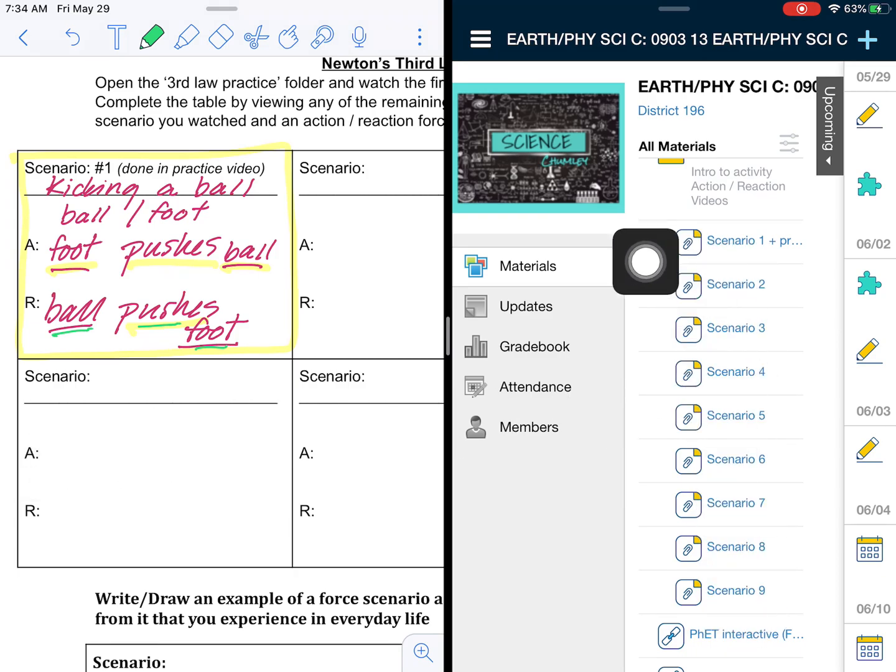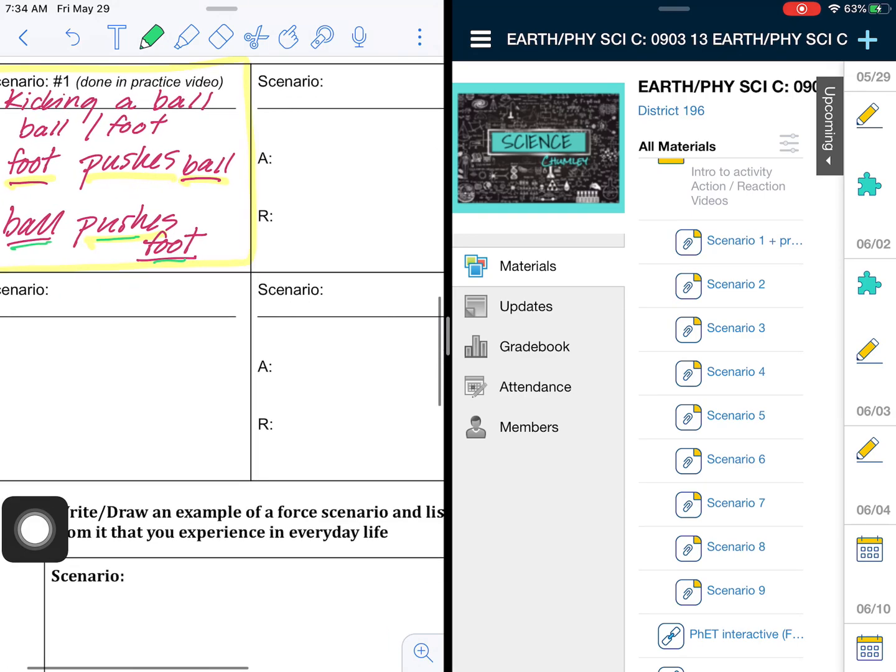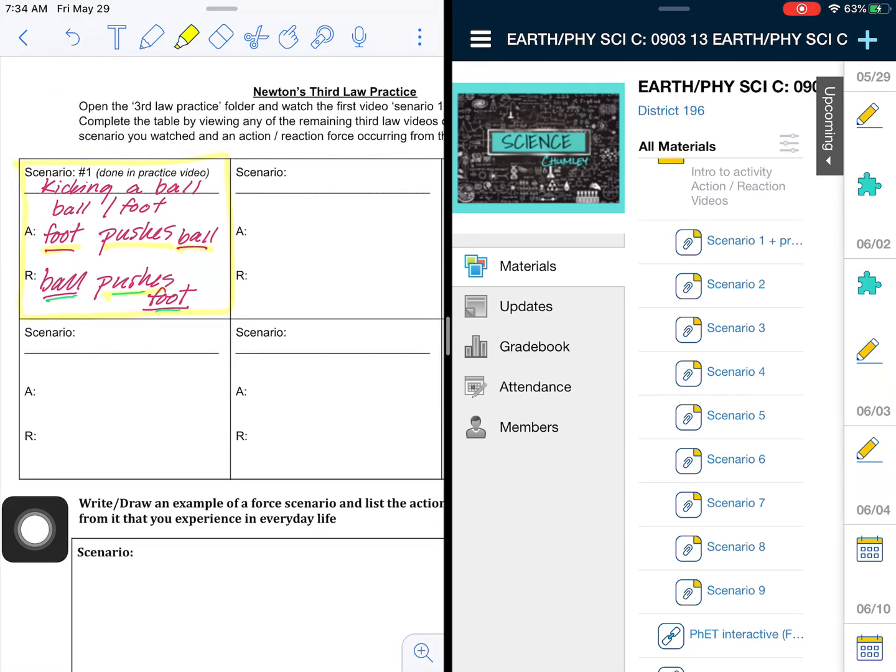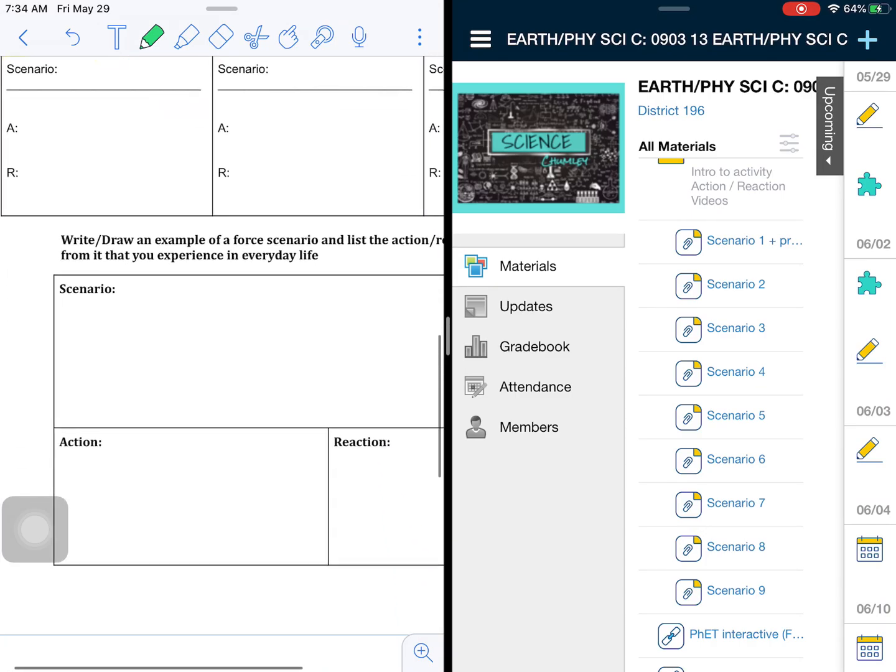You're going to go through, pick and choose which ones you want to watch and fill in what you're seeing. So don't put the number here, but what's happening. What am I doing or my daughter? So just the action. Okay. So scenario is the action that's happening. And then you're going to give the two forces.